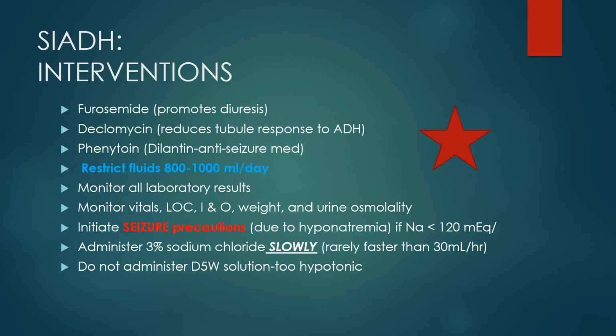Well, we need to get rid of that water. So furosemide or Lasix can be given, which is our strong diuretic, our loop diuretic, and this will cause the patient to urinate more. And we can also reduce the patient's sensitivity to all of this ADH that's being produced. And we do that by giving a drug called demeclocycline.